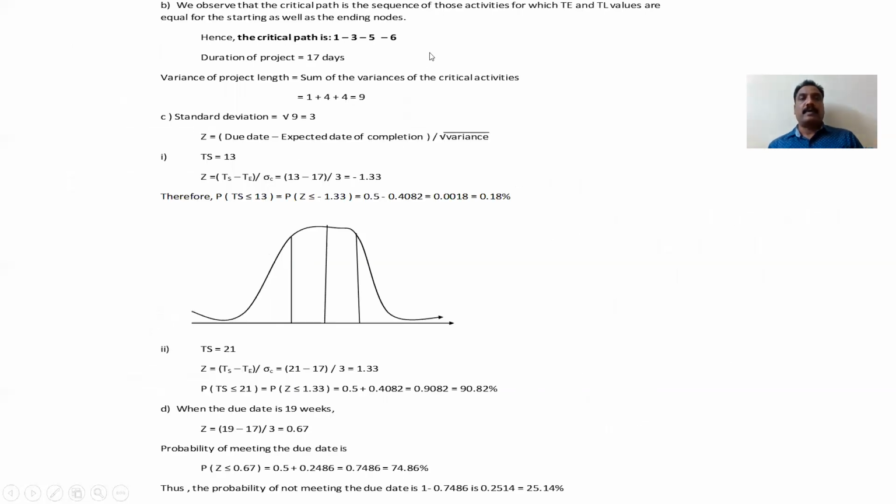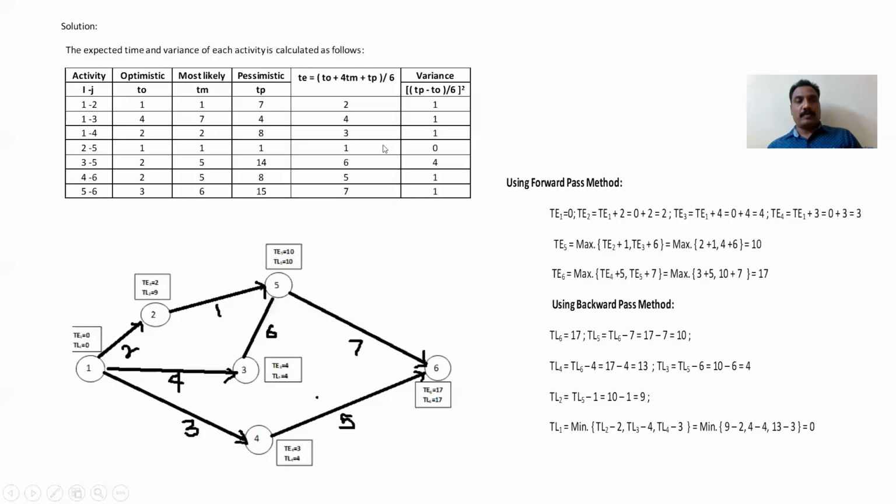So now what he is asking here, observe the critical path. What is the critical path here? Let's go to the previous slide. What is the critical path where TE and TL values are the same? That is a critical path.